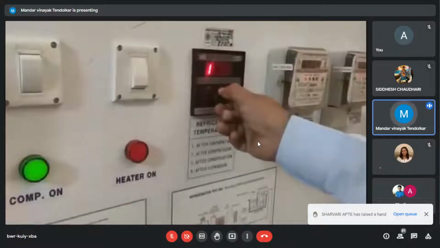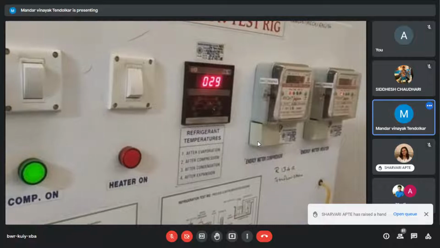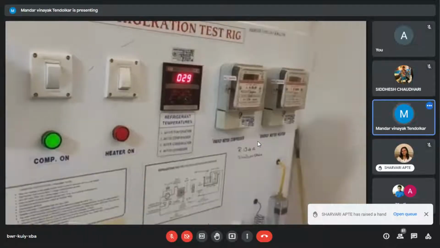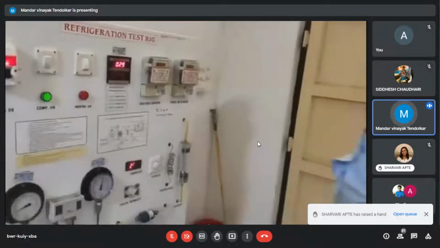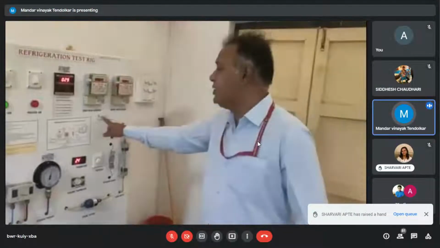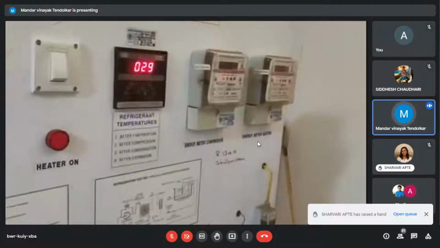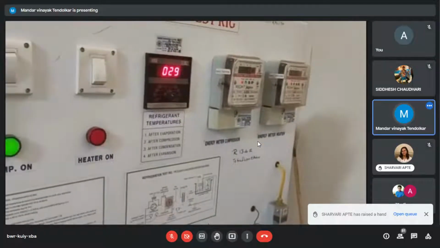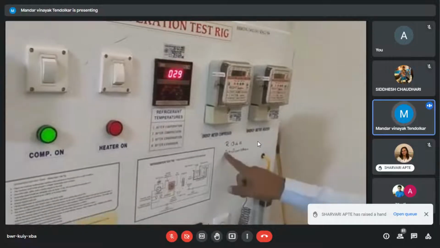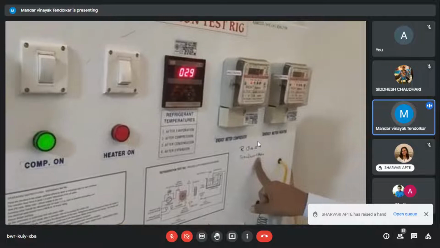You can rotate this and note down the actual temperatures. If you know the actual temperatures and the pressure, we can plot the actual cycle on a pressure enthalpy diagram. The refrigerant used here is R134A, which is tetrafluoroethane. So we need to use the pressure enthalpy diagram of tetrafluoroethane. Don't use it for R12 or R11.